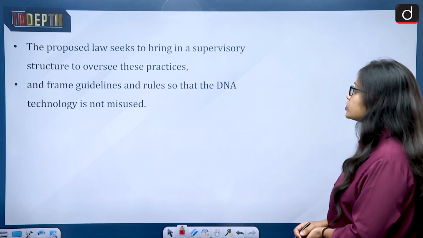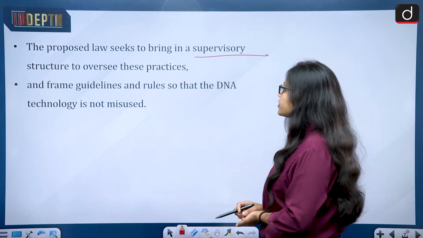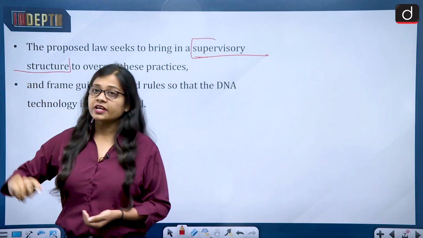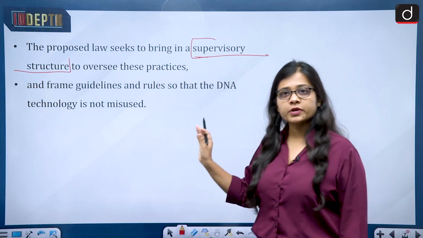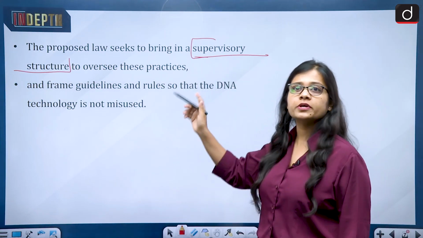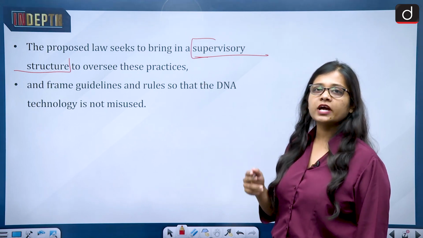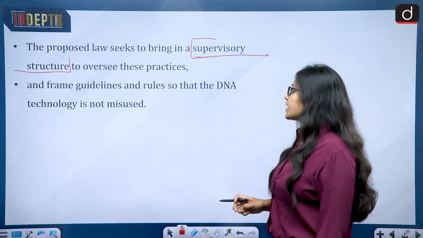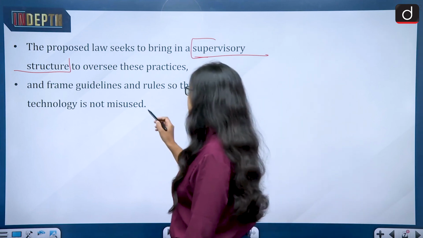Then the proposed law seeks to bring in a supervisory structure to oversee these practices, because till now there was no regulatory framework. So a regulatory framework was proposed to be created by this bill, but now it has been withdrawn, so that won't be happening, at least for now. Then, frame guidelines and rules so that DNA technology is not misused.